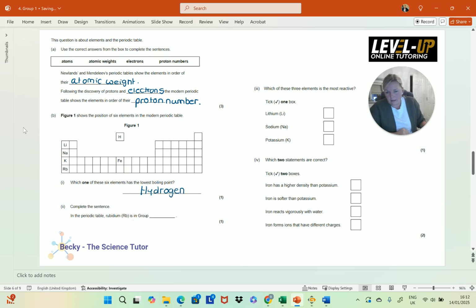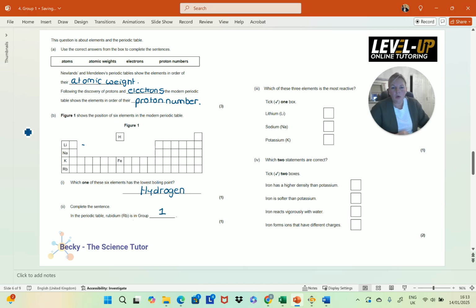Okay, whether you write the word or the symbol, let's say for example you couldn't think what it was called, but you know that that one up there is a gas, so it must have a low boiling point. If you put the symbol H, that would be acceptable too. In the periodic table, rubidium is in group, well we can see it's labelled there in that bottom corner, and so it is part of the group 1 elements.